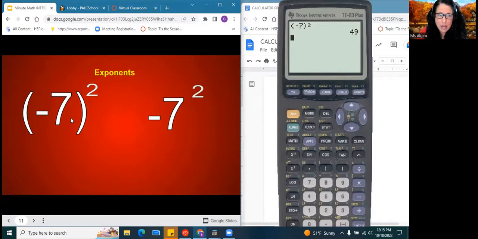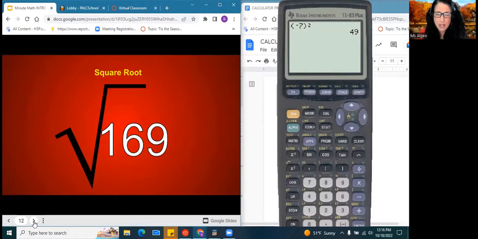So here it's saying I take what's in the parentheses and I use it as a factor twice, -7 times -7. Here it's saying the opposite of 7 squared. Without the parentheses, it reads differently. So we just proved that -7 squared is -7 times -7, which is 49. But in this case, it's the opposite of 7 squared. 7 squared is 49. The opposite of that is -49. Okay, so just keep that in mind.